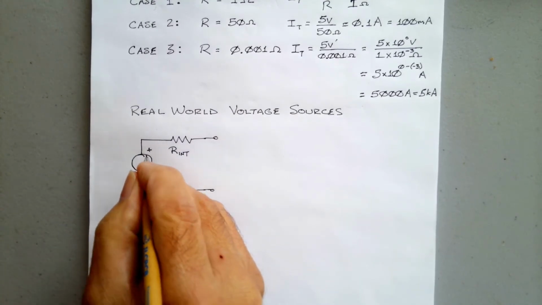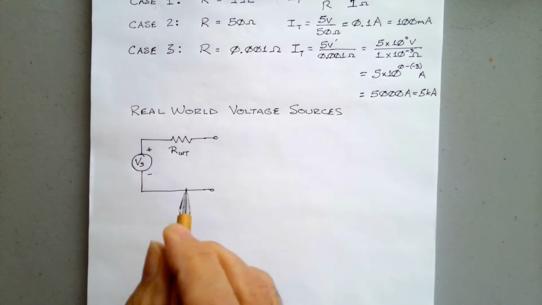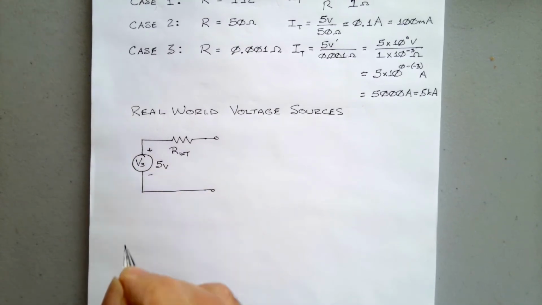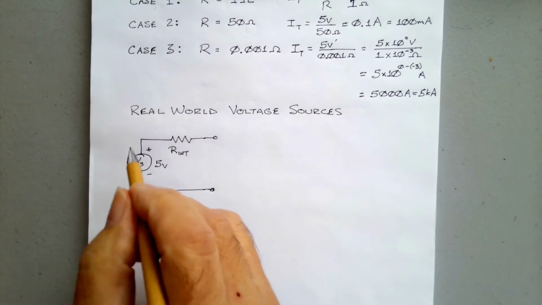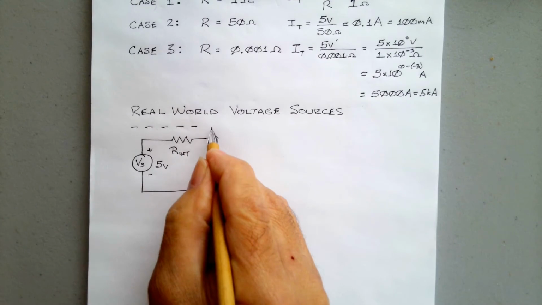So we can call this VS if you like, and maybe this will be 5 volts in this case. And we can then kind of draw a box around this thing.